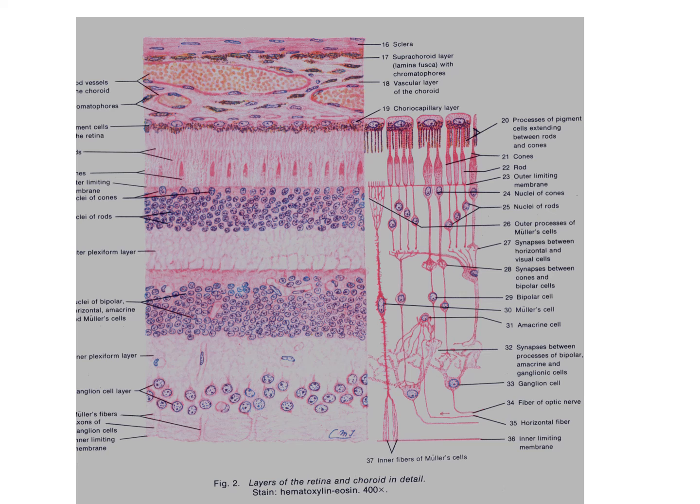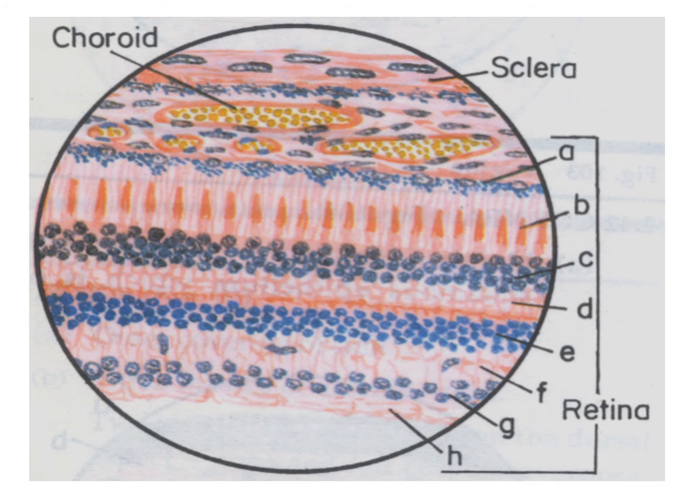So what is the blood retina barrier? Blood vessels that ramify in the retina do not supply the rods and cones. They are supplied by diffusion from the choroid vessels. The endothelial cells of the capillaries in the retina are united by tight junctions to prevent the diffusion of substances into the rods and cones. This is referred to as the blood retina barrier.